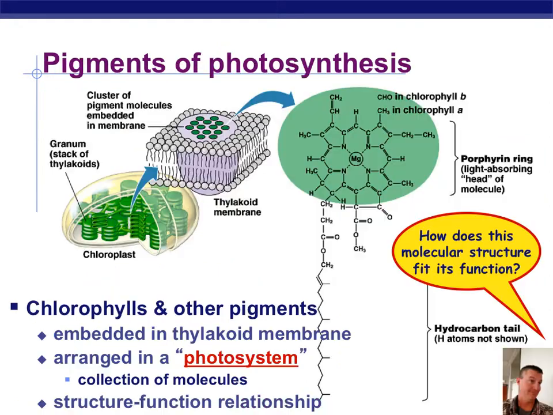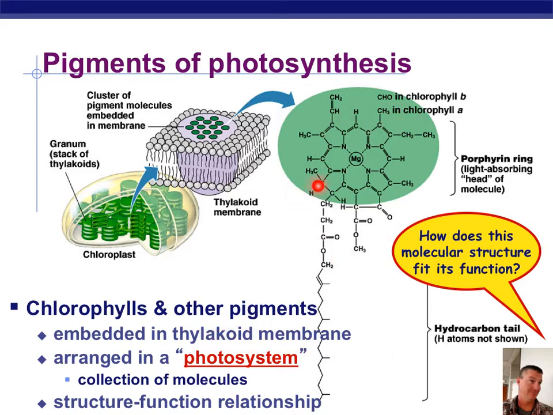Boom. So we want to take a look at the pigments involved here, and the number one pigment is chlorophyll. Chlorophyll is the predominant photosynthetic pigment, but there's other accessory pigments involved. They're embedded in the thylakoid membrane.